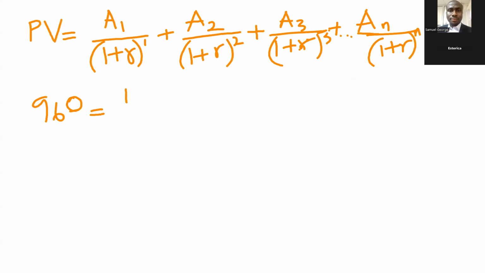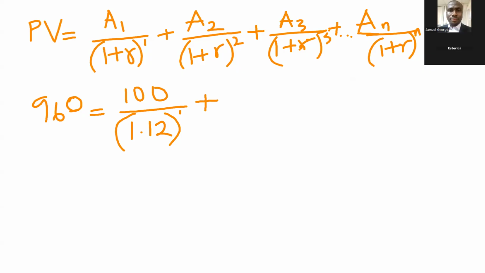Convertible 100 naira in year one divided by 1.12. That is 1 plus R. Our R is 12%. 12% is the yield, which belongs to the unconvertible, but they said they are in a similar risk class. That is why we can use the 12% for the convertible as well.